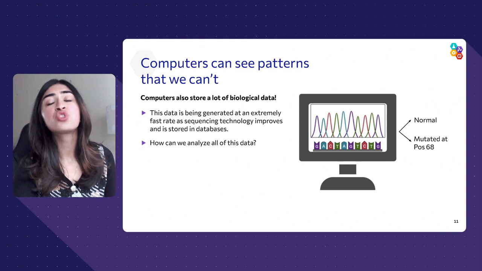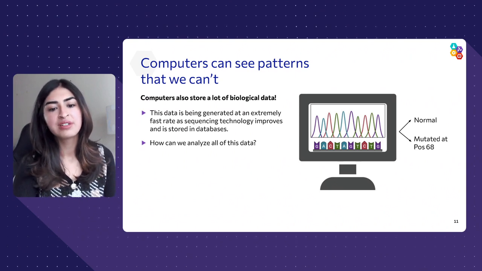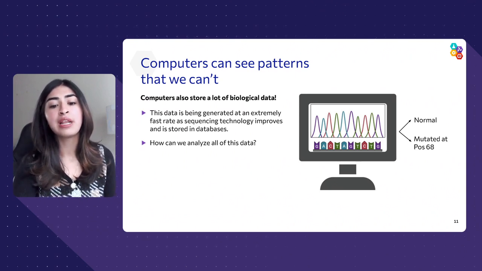Computers also store a lot of biological data, and this data is being generated at an extremely fast rate as sequencing technology improves and is stored in databases. So for some context, in the early 2000s, it cost almost $1 billion to sequence only one human genome. And today, it costs less than $1,000. I do it all the time in my lab in order to gather insights about my experiments.